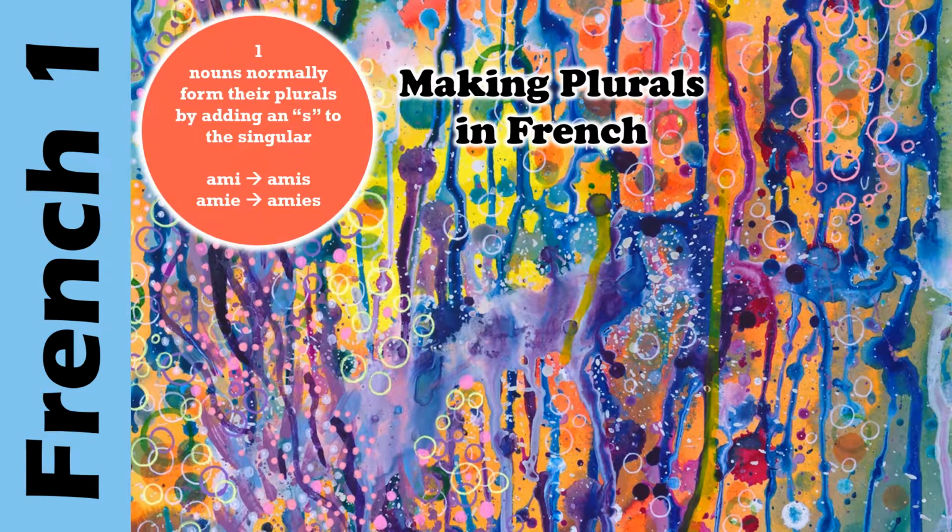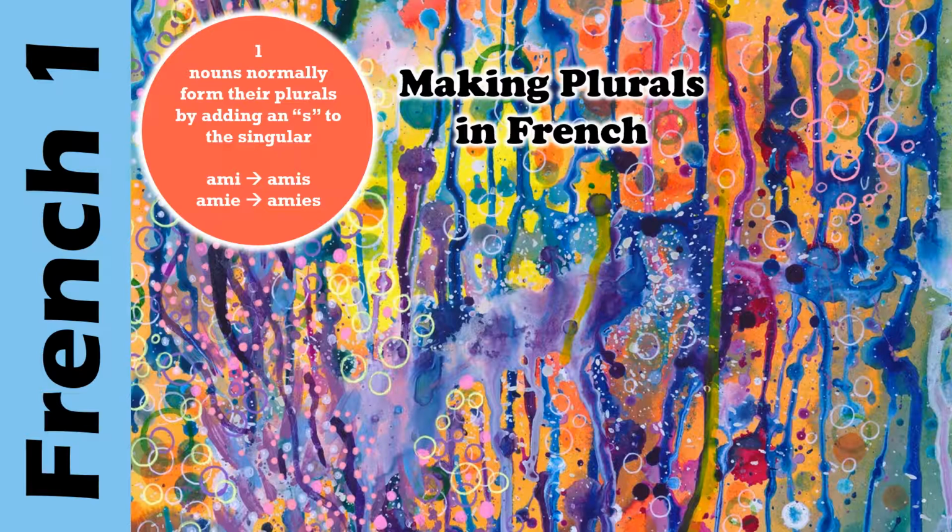Rule number 1. Nouns normally form their plurals in French by adding an S to the singular. Well, where have you heard this before? That's right, this is exactly like English. So you see that we have the word ami becoming amis with an S. Likewise, the female version of that, amie, also just add an S, amies.